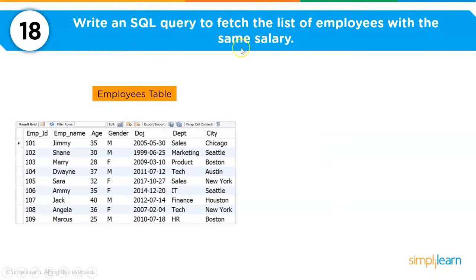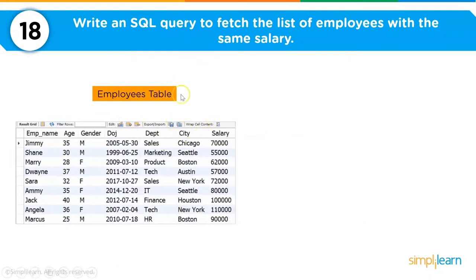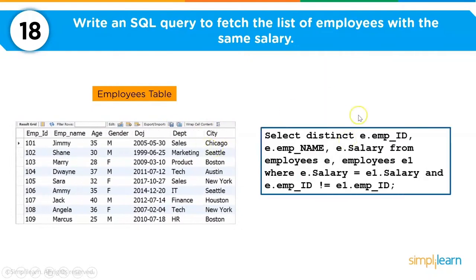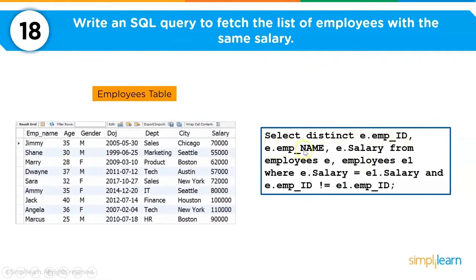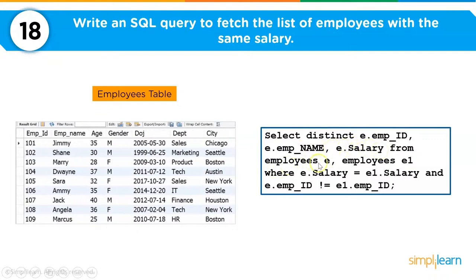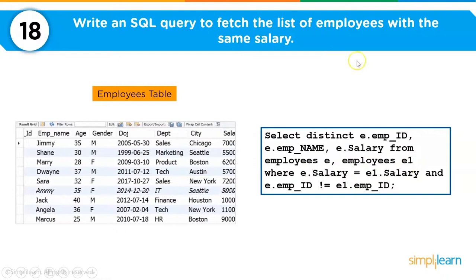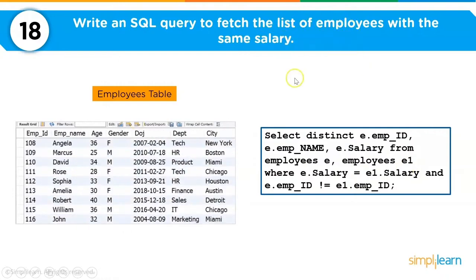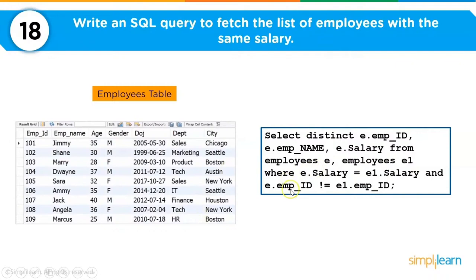So here we want to write an SQL query to fetch the list of employees with the same salary. Again, I am going to use a self join here, wherein I'll join the same employees table, and this is how my query would look like. So I am selecting distinct e.employee_ID, e.employee_name, e.salary from employees as e. Then I'm joining employees as e1 where e.salary equal to e1.salary, because I want to fetch the list of employees with the same salary, and I'm ensuring that the employee IDs from both the tables are different.